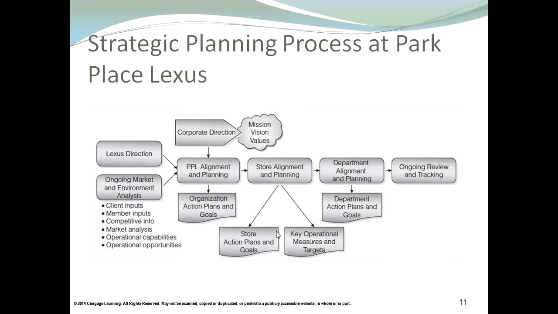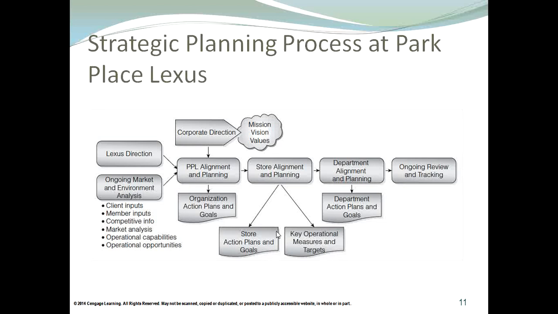And similarly there is another company case given in the textbook. This is what you can read, the case of a strategic planning process. The company is Park Place Lexus, which is given in the textbook. That is how the client inputs, member inputs, competitive info, market analysis, and operational capabilities and opportunities make a mix for a particular strategic planning.